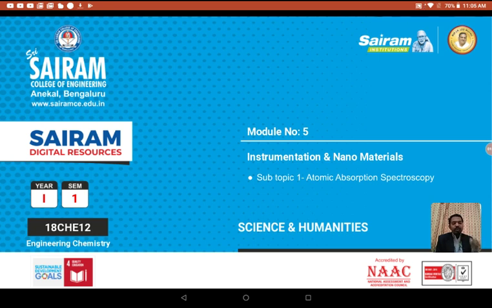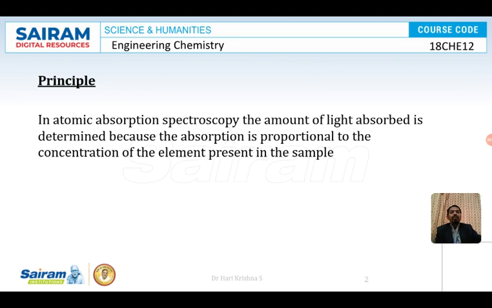So in atomic absorption spectroscopy, the amount of light absorbed is determined because the absorption is directly proportional to the concentration of the element. In the flame photometer, the metal is excited and comes back, right? But here the majority of the atoms will be in the ground state, and that ground state metal will absorb the light at a particular wavelength. So the amount of light absorbed is directly proportional to the concentration of the metal present. By knowing the amount of light absorbed, we can determine the concentration of the substance. So let us see how the experiment is carried out.